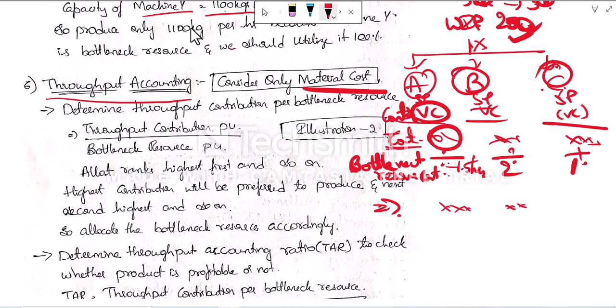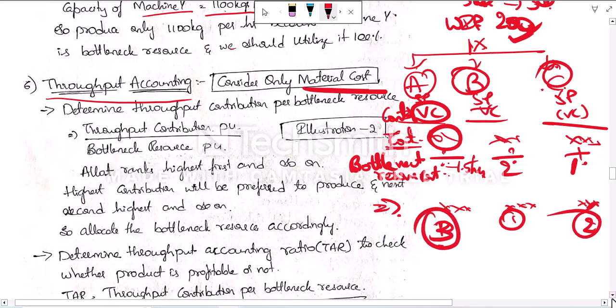some amounts. We should give the highest ranking to the highest contribution. Say it might be B, C, D, third one. Okay, so we should use the machine X and produce Y first, and after fulfilling all the Y products, we should use machine X for the next one, and next, if anything remains, we should use it to produce A.